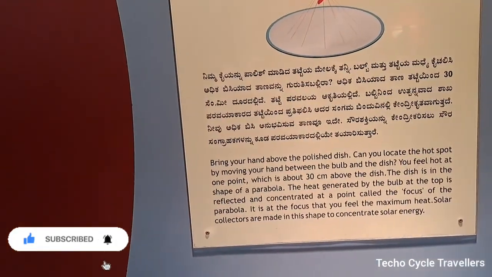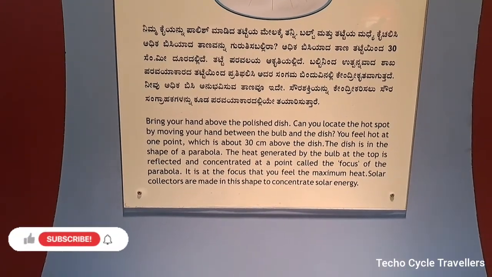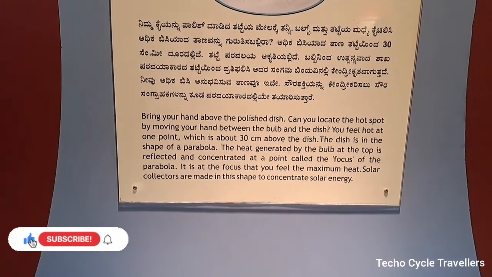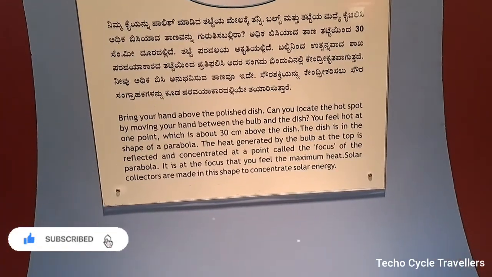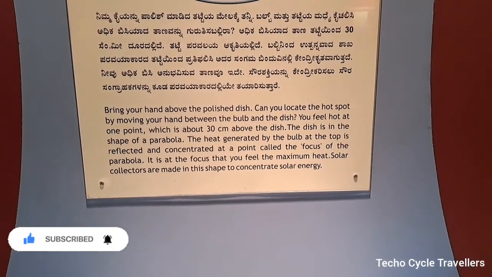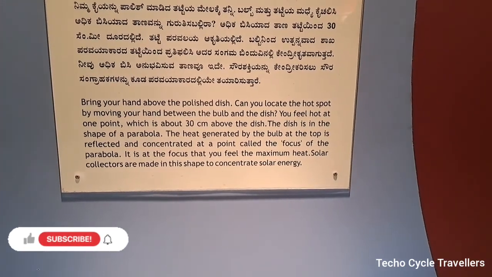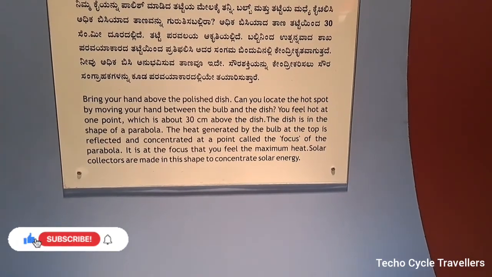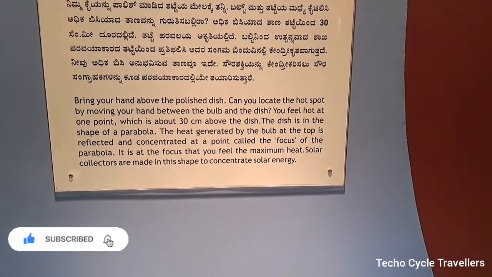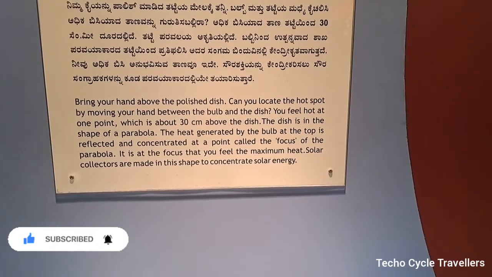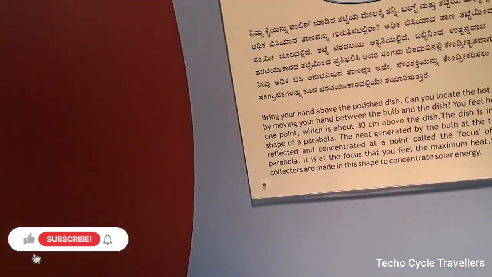Bring your hand above the polished dish. Can you locate the hot spot by moving your hand between the bulb and the dish? You feel hot at one point. It's about 30 centimeters above the dish. The dish is in the shape of a parabola. The heat generated by the bulb at the top is reflected and concentrated at the point called the focus of the parabola. It is at the focus that you feel the maximum heat. Solar collectors are made in this shape to concentrate solar energy.